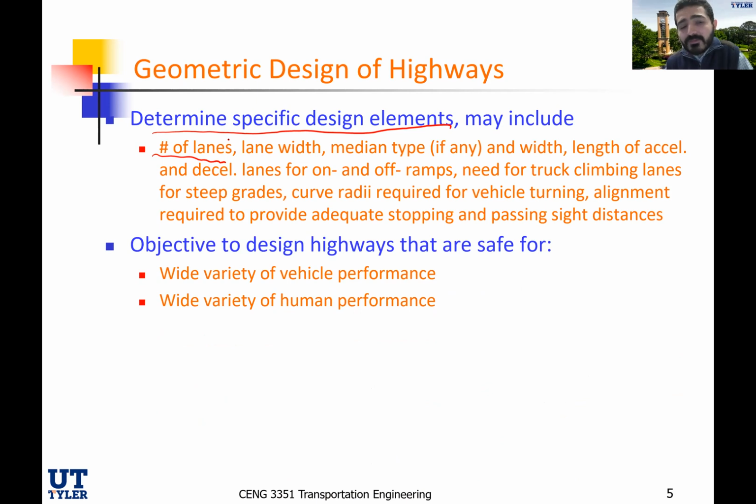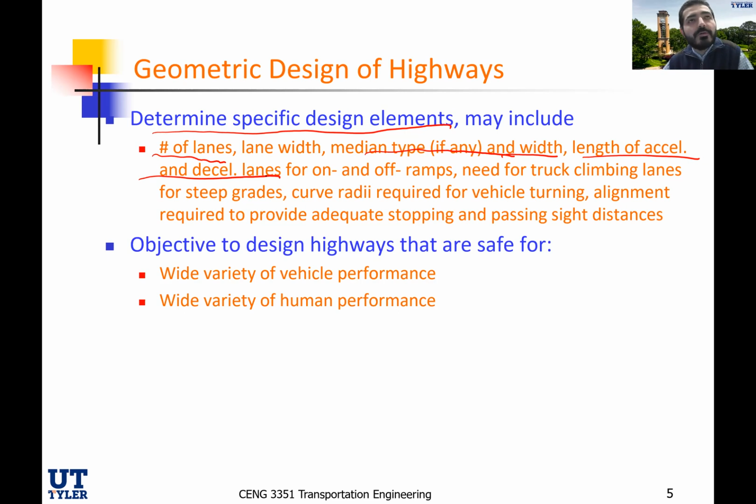Besides the number of lanes, also there is the lane width. The typical lane width, if you have enough right of way on the sides, is about 12 feet, whereas in some local streets it can go all the way down to 9 feet in some cases. But we need to design that as part of the geometric design of the facility. We also need to decide what the median type is, if any, and what the width of that median is. And whether there are any acceleration or deceleration lanes.